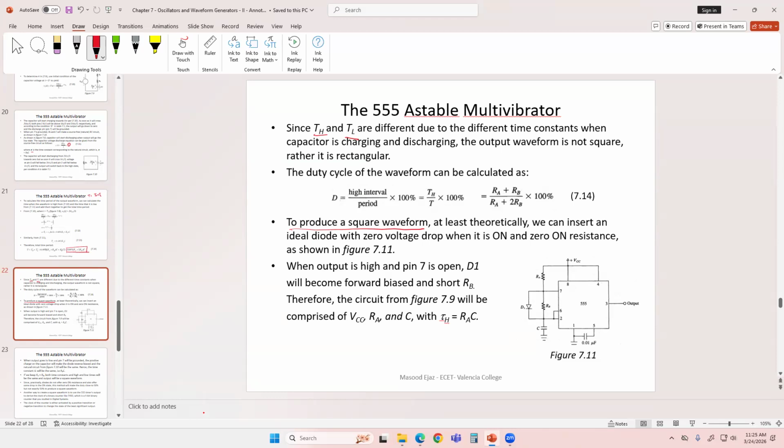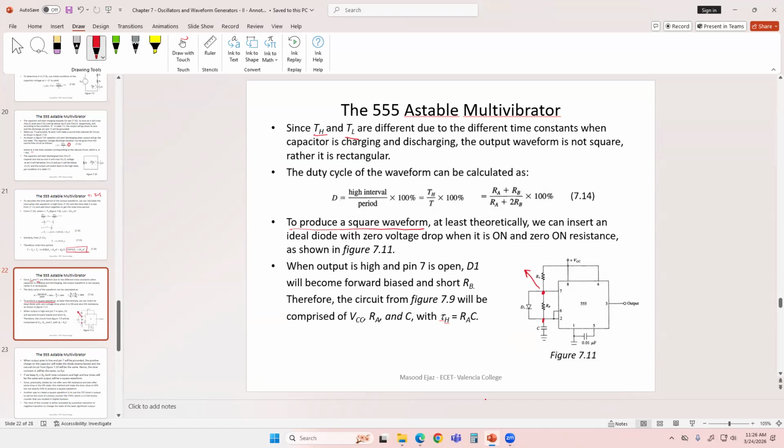And when you have, let me see, when output is high, pin 7 is open. No, when pin 7 is open, let me see. Oh yeah, when pin 7 is open, it's not going to be open circuit. It's going to be short circuit, because your voltage here is going to be higher than the voltage over here. Your voltage here, of course, is going to be VCC minus the voltage that is dropped here. And the voltage here is going to be VCC minus the voltage drop here and voltage drop here, whatever the capacitor voltage is, which is going to be smaller. So the diode is going to act as a forward bias diode when pin 7 is open.